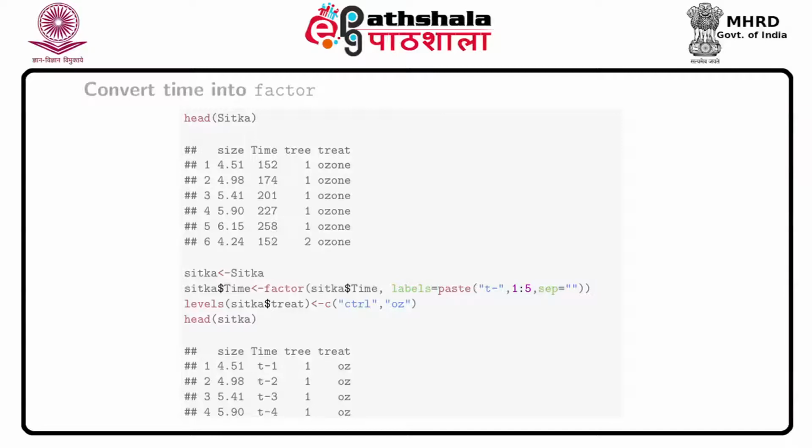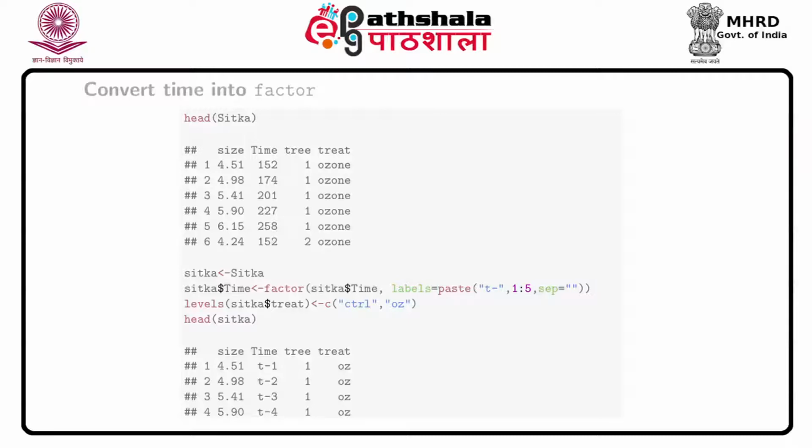The first thing that we do is convert time into a factor. To do that we make a copy of the original data set. It's always better to keep the original data set as it is and make a copy of it. So we copy it into another data set again called sitka, but this time the s is small, and since R is case sensitive, capital S Sitka and small s sitka are different. And we would be working with the small sitka data set.